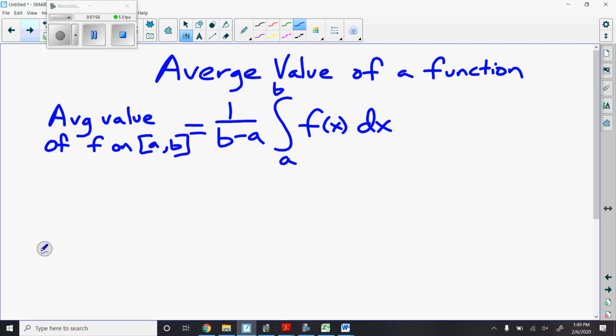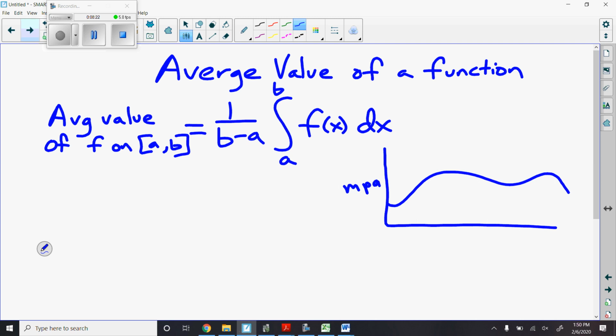Okay? What this might be helpful with, like, let's say you have a graph that charts your car's miles per gallon efficiency. You might have a graph that does something like this, right? So this is your miles per gallon, and this is time.